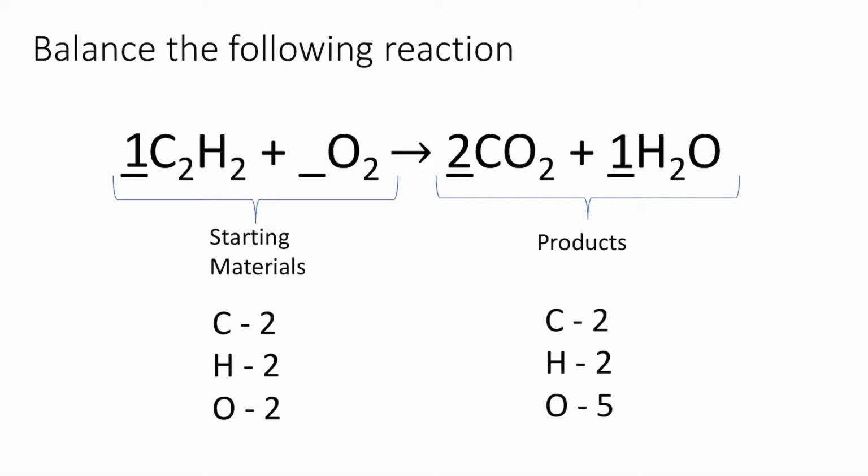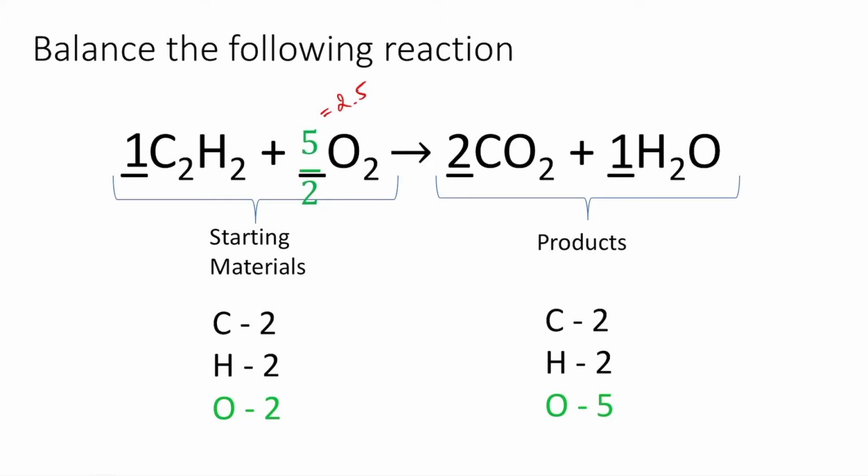Now let's move to our last coefficient here. I have 2 oxygen on the left side of the equation and 5 oxygen on the right side. In order to have the same number of elements on both sides of the equation, I'm going to put 5/2 as the coefficient for the oxygen compound. And 5/2 is equivalent to 2.5. 2.5 times 2 will give us 5 oxygen on the left side of the equation.